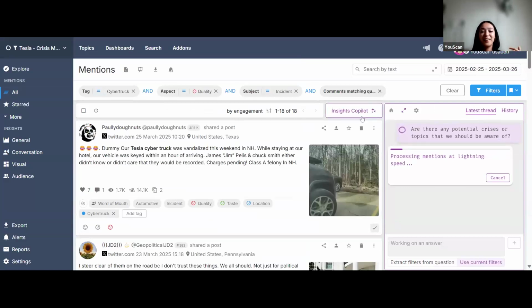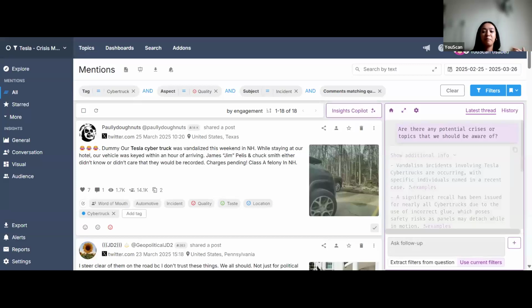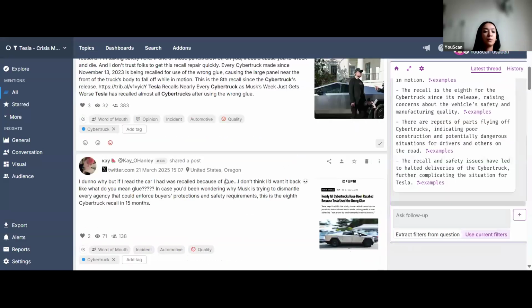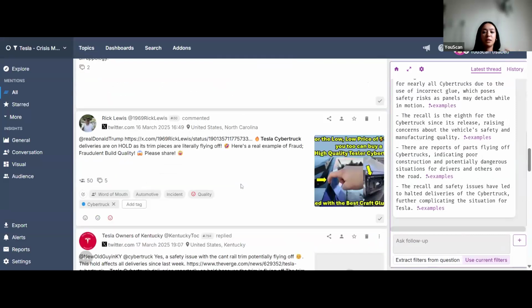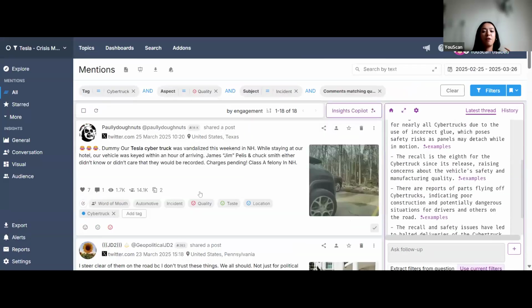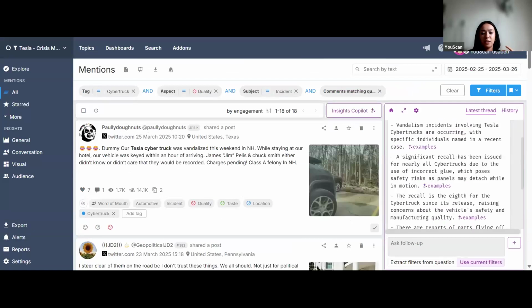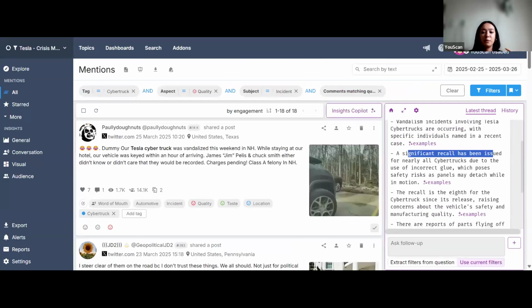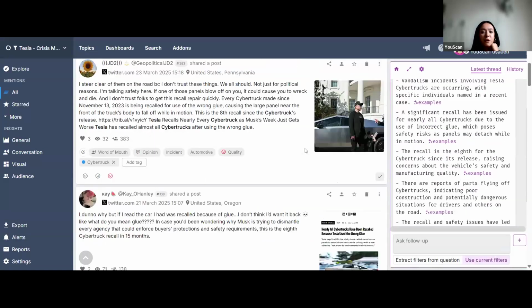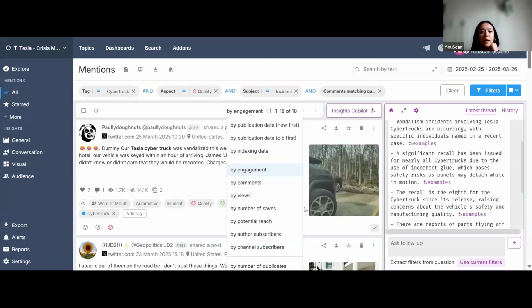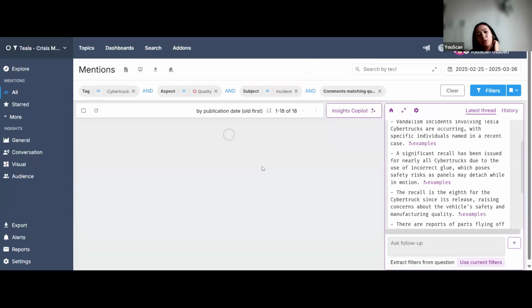I think my second favorite tool in the YouScan platform is Copilot, because you can use it to make analysis without having to read all the mentions. Inside, Copilot already does a summary of all these mentions for us. So a significant recall has been issued for nearly all Cybertrucks due to the use of incorrect glue, which poses safety risks as panels may detach while in motion. Okay, so the platform is able to detect it. Here we can filter by, for example, the oldest mentions.